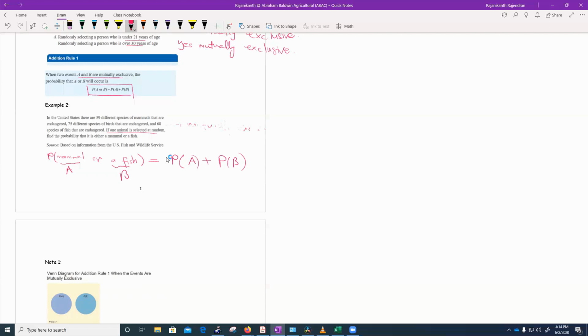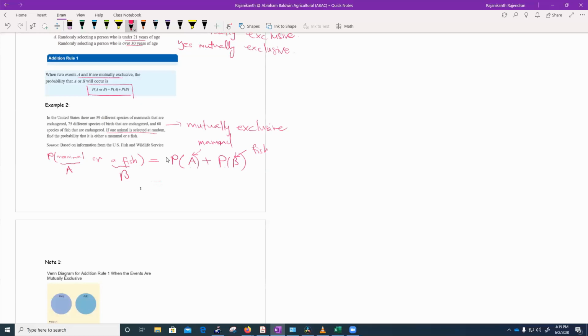Therefore, I could use that formula. The probability of A or B is equal to P of A plus P of B. Remember, event A is selecting a mammal, and event B is selecting a fish, right? So this is my event A, selecting a mammal, and this is my event B, selecting a fish. Okay, so now you need to find these two probabilities separately, right?